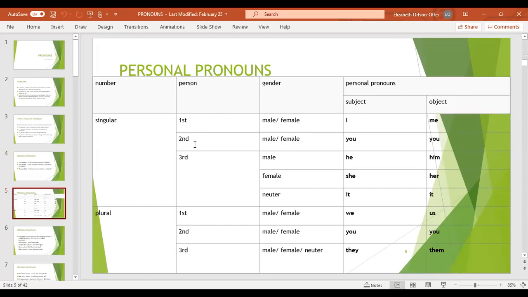If a second person, male or female, it is you. Third person, male, is he, subject, him, object; female, she, subject, her, object; neuter, it, subject, it, object. Now, if it's plural and it's first person, whether male or female, we say we for subject, us for object. For second person, male or female, it's you, subject, same you for object. If it's third person, whether male or female or neuter, subject is they, object is them.